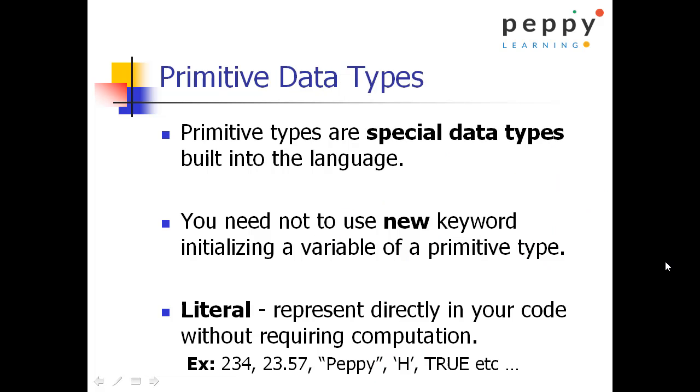Let's see the primitive data types. Primitive data types are special data types built into the Java language. You need not use the new keyword when initializing a variable of a primitive type. Unlike an object, you need not use the new keyword when you are creating a variable. Literal. A literal represents a value directly in your code without requiring computation. Let's say you want to pass a hard-coded value, say 234, 23.57, Pepe, H, true. These are values that don't require any computation. The fixed values which we are passing to a variable are called literals.